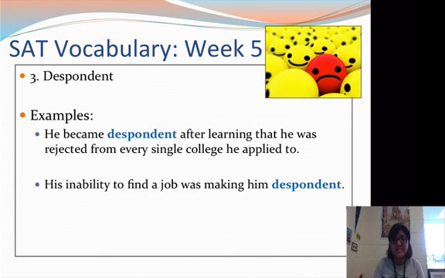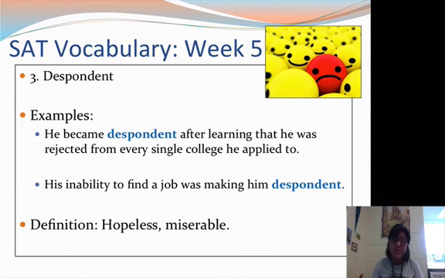The next word is despondent. He became despondent after learning that he was rejected from every single college he applied to. His inability to find a job was making him despondent. Based on these 2 sentences and the picture above, write down your guess for the word despondent. Then, when you're ready, copy this definition. Pause the video if you need to; write down your guess first. Despondent means hopeless or miserable. So, once you've copied this definition, write your own original sentence using the word despondent.